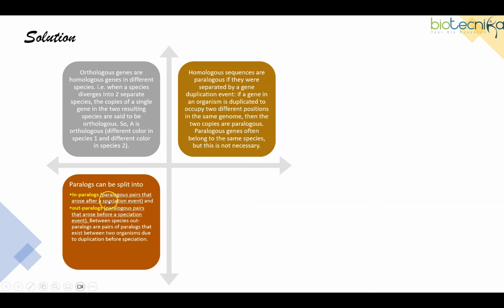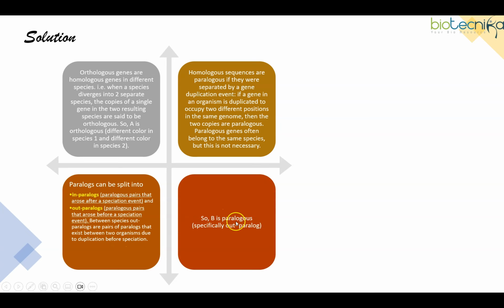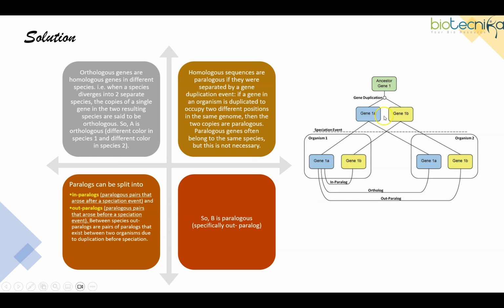Paralogs are actually of two types: in-paralogs, the paralogous pairs that arose after a speciation event, and out-paralogs, those that arose before a speciation event. Between species, out-paralogs are pairs of paralogs that exist between two organisms due to duplication before speciation. So B is paralogous, especially out-paralog. Now you can see over here, if this is the ancestor gene and you have gene A and gene B which have got diversified, that's a speciation event which happened. Now what is an in-paralog? You can see that they are the pairs that arose after the speciation event, and out-paralogs happen before a speciation event, okay.